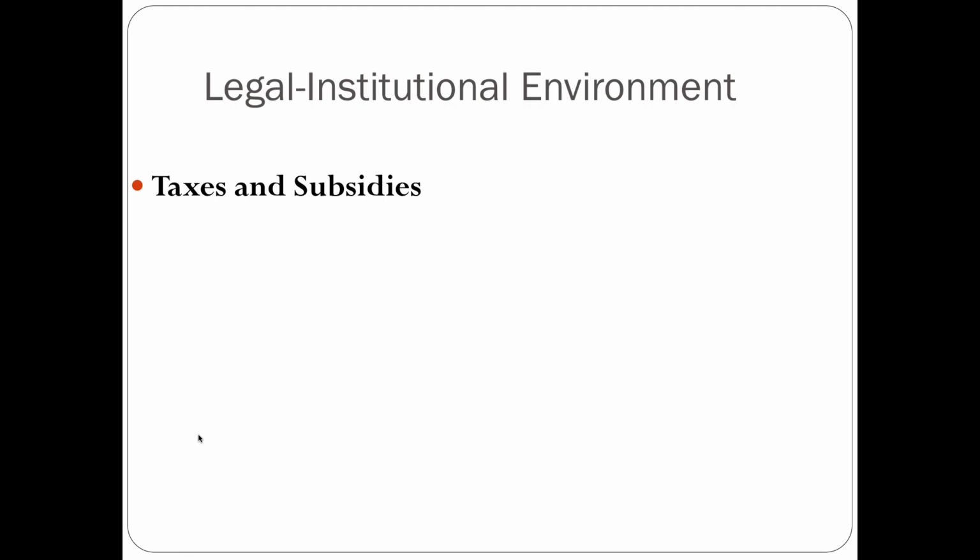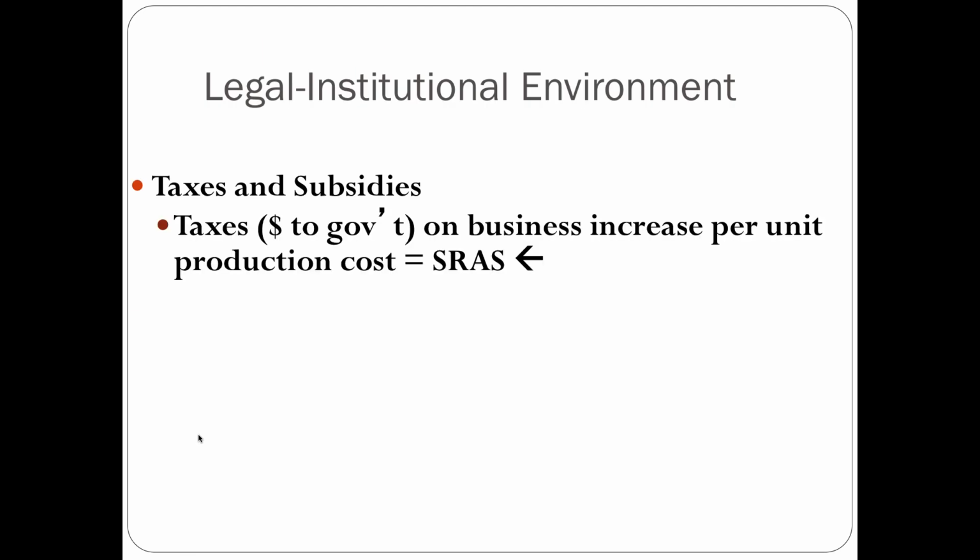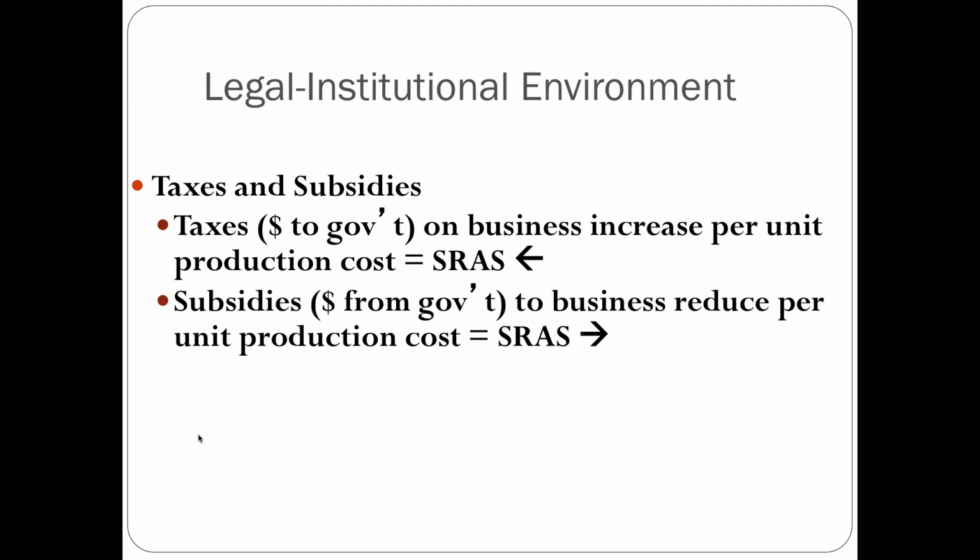And finally, you have the legal institutional environment. There are various parts of this determinant. Taxes are when businesses are going to be paying money to the government. Taxes on businesses are going to increase per unit production cost, lower profits, and short-run aggregate supply shifts to the left. Subsidies are when the government is paying a business to make something. That's going to reduce per unit production cost, more profits, and short-run aggregate supply shifts to the right.